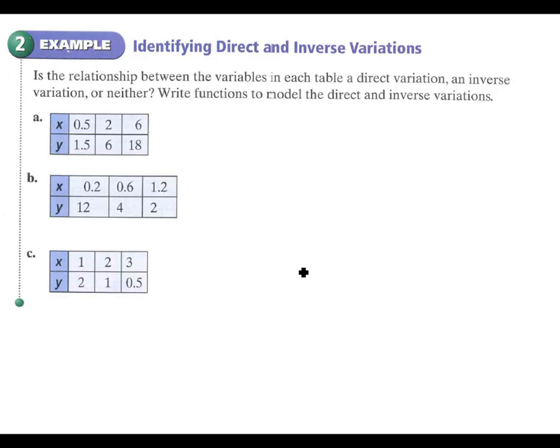All right, second part, see if we can look at these tables and see if it's direct or inverse. So the test for direct is, can we multiply straight across and get an answer by multiplying by the same thing every time. So 0.5 times 3 gets us 1.5. Is 2 times 3 6? Yes. Is 6 times 3 18? Yes. So this is direct variation, because we had to times by 3.